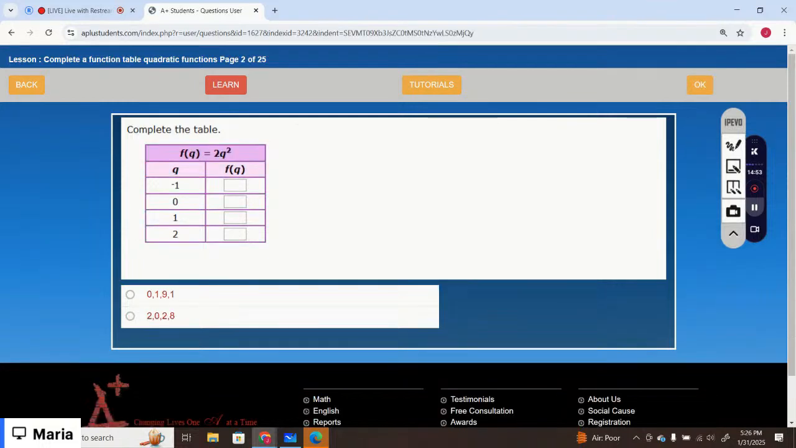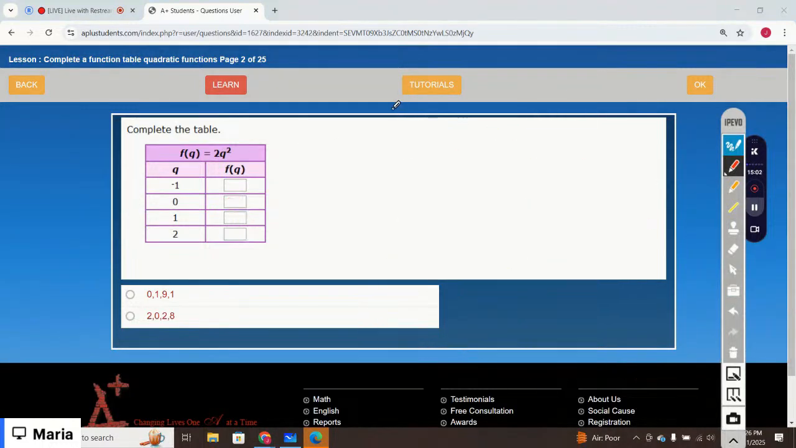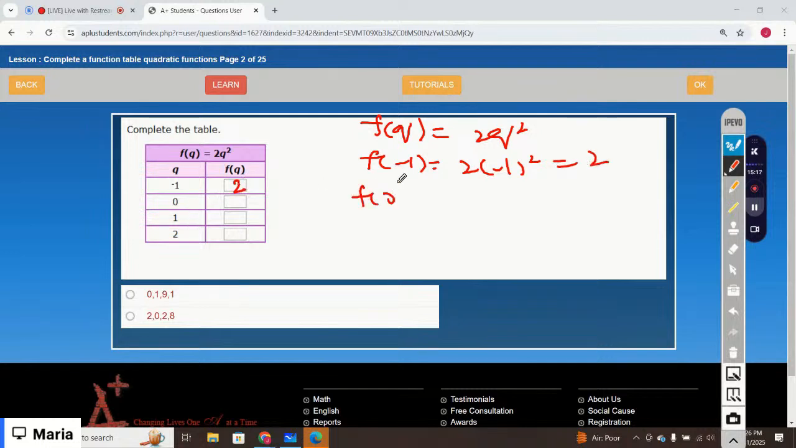Complete the table. You have to do 2q square. The values of q are -1, 0, 1, and 2. So let's start with -1. f of q equals 2q square. Start with f of -1. 2 times -1 square. -1 square is 1. 1 times 2 is 2. You have 2 here. Now f of 0.